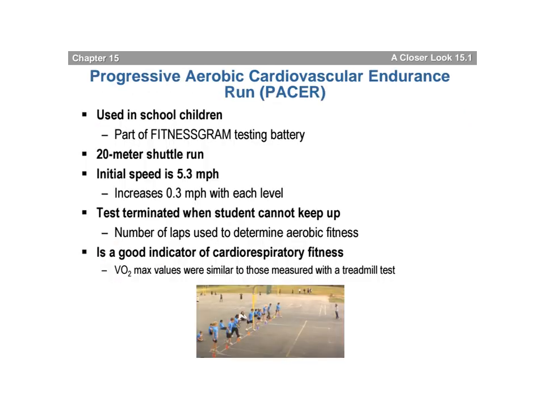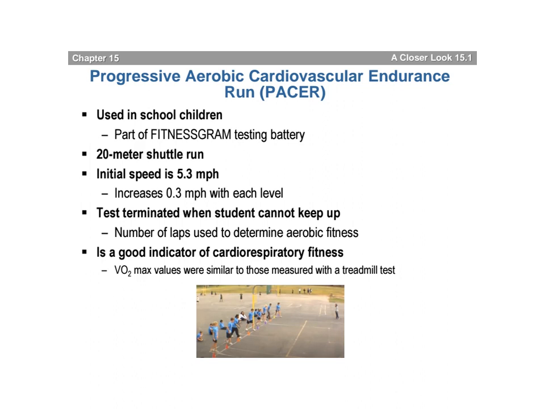As I mentioned previously, some of the tests that work really well for adults don't work as well for children. For this reason, alternative tests of aerobic fitness have been developed for school-age children. One is the Progressive Aerobic Cardiovascular Endurance Run, or PACER test. This test is part of the FitnessGram testing battery. There's a whole series of tests that can be done, and this FitnessGram program has been developed by the Cooper Institute.